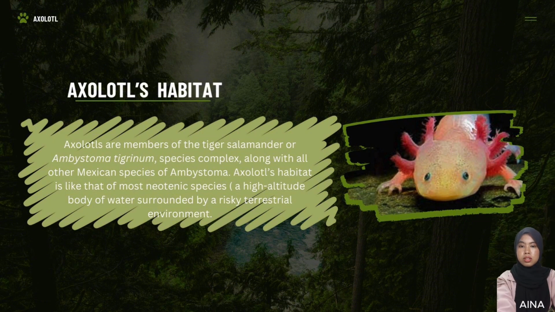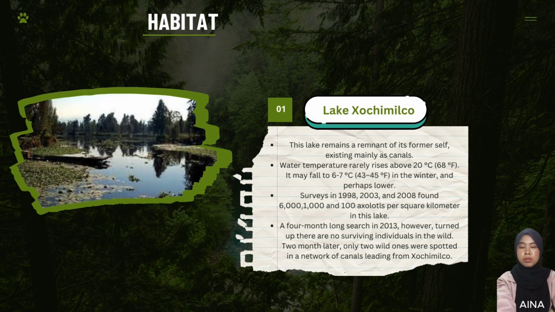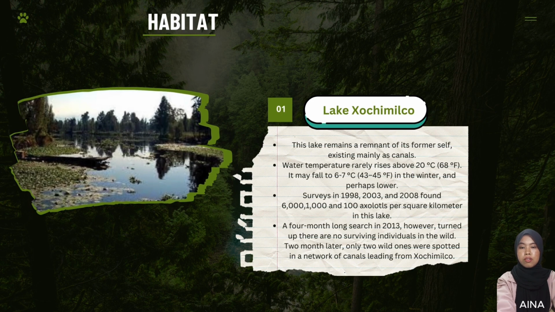So, where do axolotl live? First, axolotl are native only to the freshwater of Lake Xochimilco and Lake Chalco in the Valley of Mexico. First, Lake Xochimilco. This lake remains a remnant of its former self, existing mainly as canals. Water temperature for Lake Xochimilco rarely rises above 20 degrees Celsius. It may fall to 6 or 7 degrees Celsius in the winter and perhaps lower.